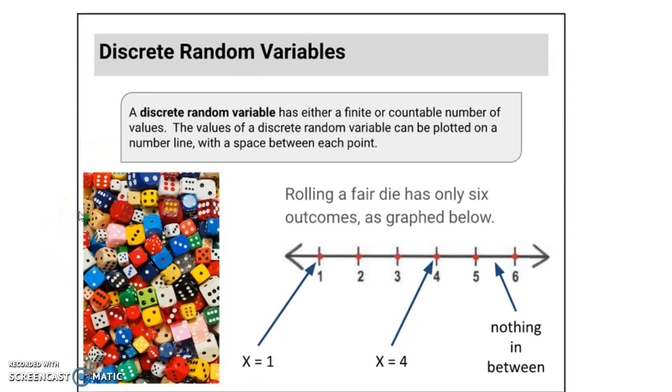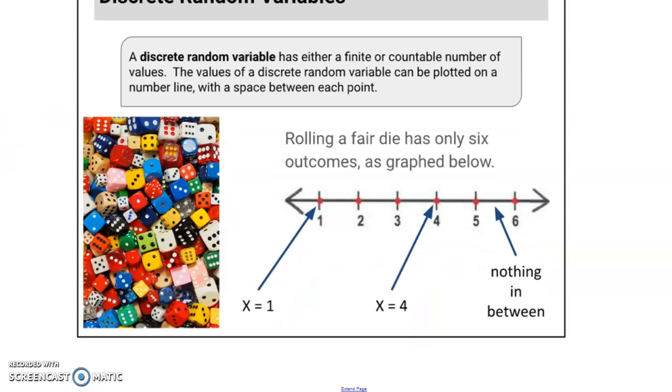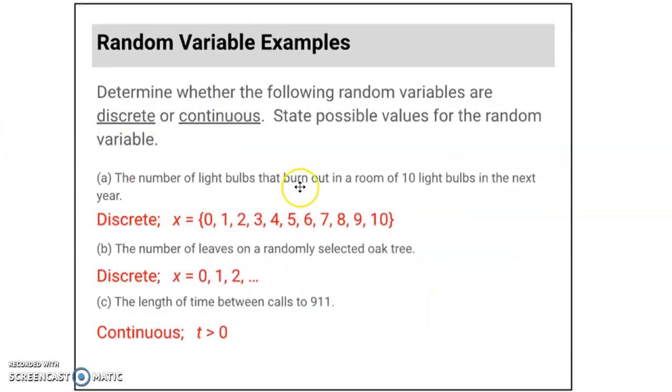A discrete random variable is a specific type of random variable wherein all of the values that are possible are countable or finite. So in other words, we can say that rolling a fair die only has 6 outcomes. It has 1, 2, 3, 4, 5, 6. You can see the dots here on this number line. There's nothing in between. Like the result of this probability experiment, this outcome, it can't be 5.5. It can't be 3.14159265, etc. Discrete means it is a finite or a countable number of values.